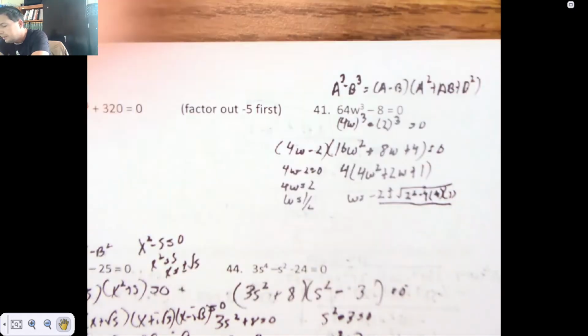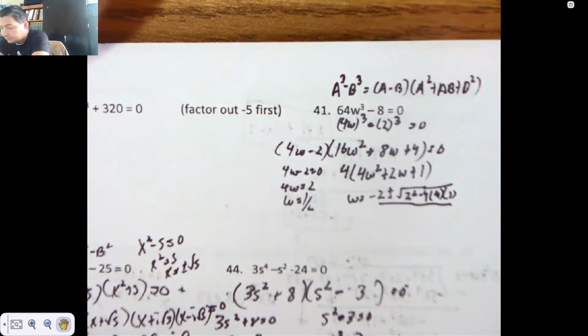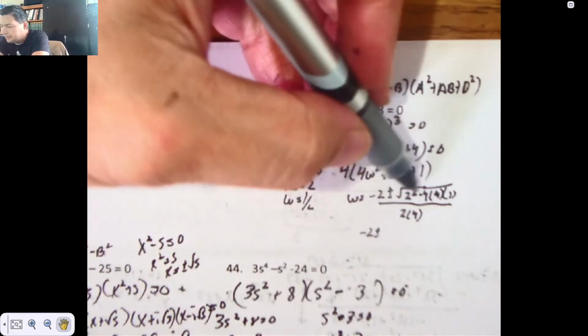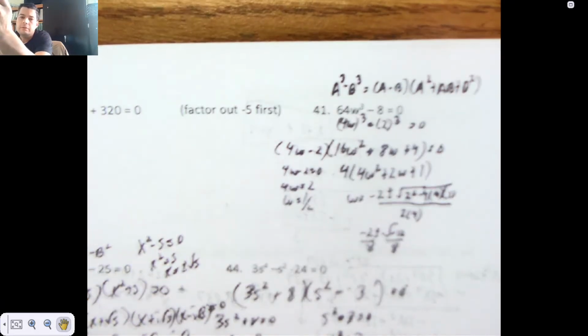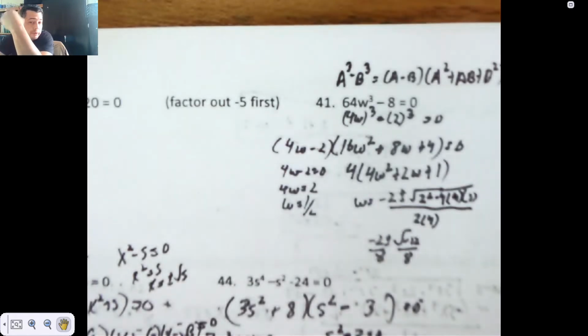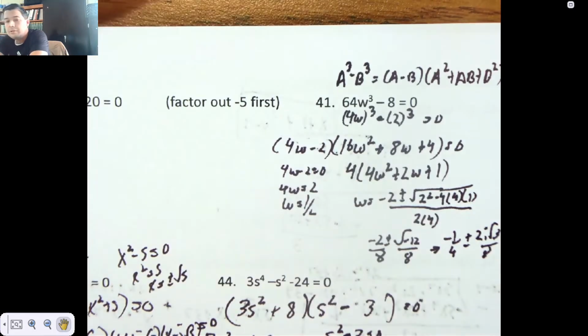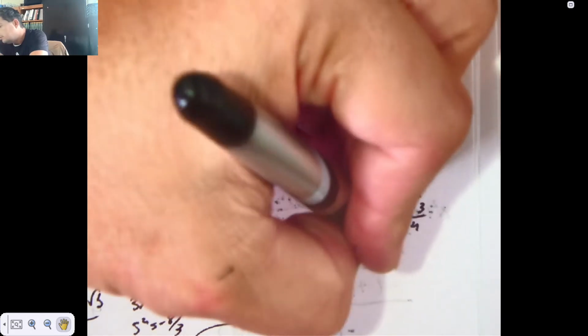And this piece always has imaginary answers. They're always imaginary. Over twice a, 4. So negative 2 plus or minus, inside this radical is a negative 12. It's over an 8. The root of negative 12 is going to be plus or minus 2i root 3. So negative 1 over 4 plus or minus 2i root 3 over 8, which simplifies again. Negative 1 over 4 plus or minus i root 3 over 4.